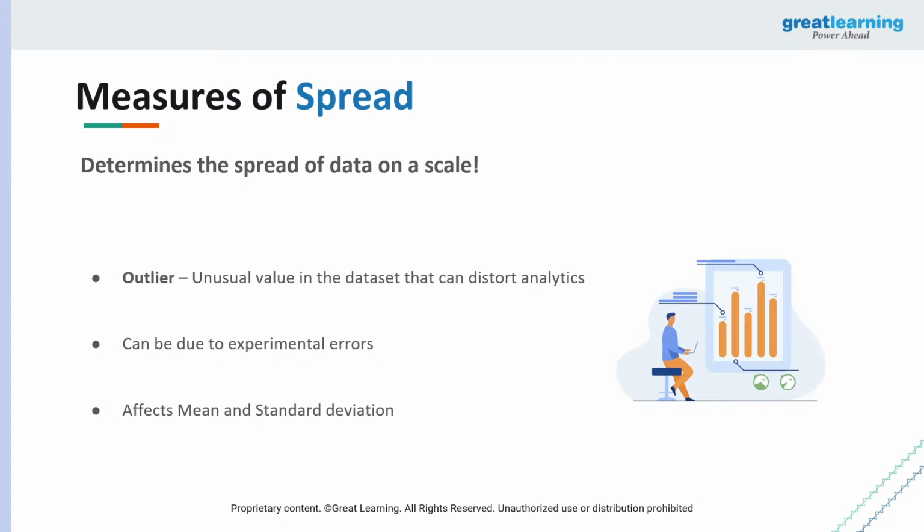The measures of spread talk about how far the data is spread across. We have a concept of outliers. Have you guys heard about outliers? Have you worked with outliers before? Head to the comment section and let me know. So what an outlier is, in many cases, is a distortion. It's an unusual value. It's an anomaly.